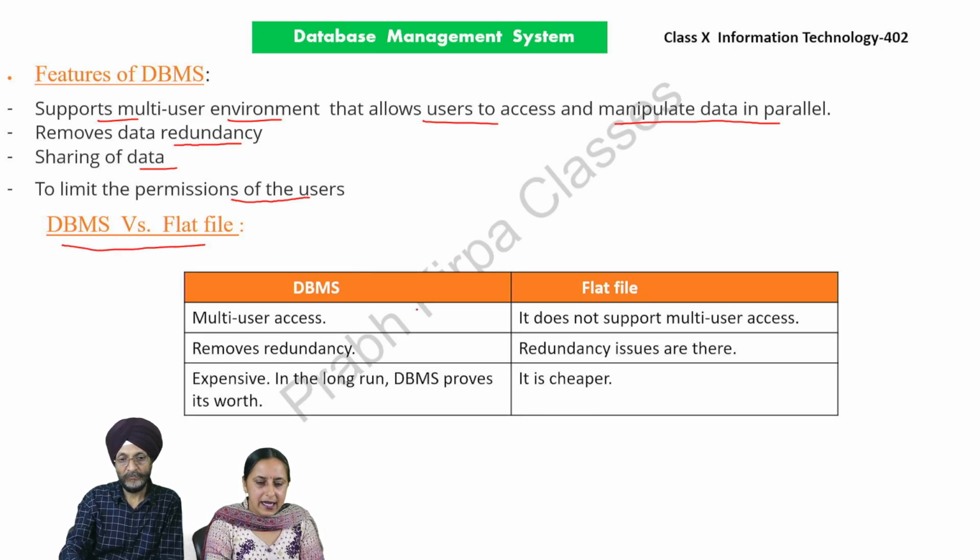DBMS versus flat file. DBMS supports multi-user access. Flat file does not support multi-user access. DBMS removes redundancy. In case of flat file, redundancy issues are there. DBMS is expensive. In the long run, DBMS proves its worth. Flat file is cheaper.